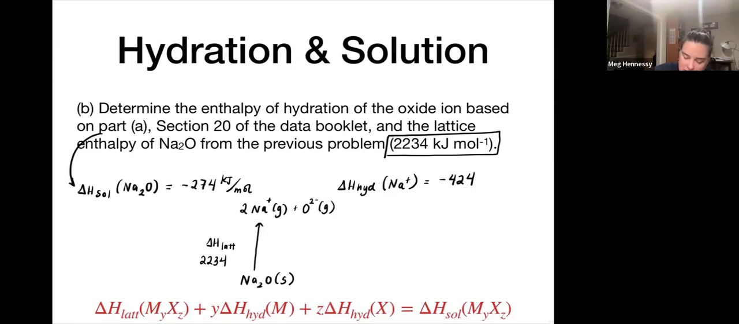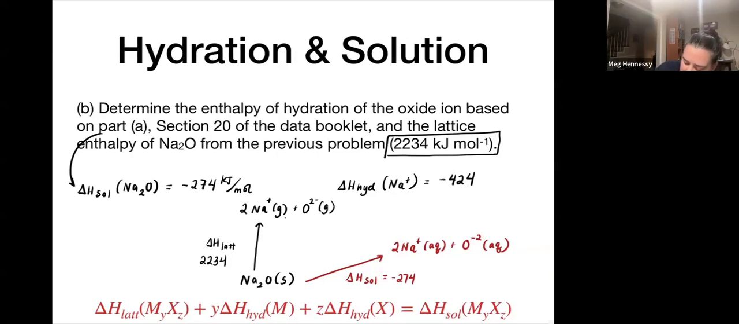But we've learned a new trick. We could also take Na2O, the solid, and dissolve it in water to make two Na pluses, aqueous, and O minus 2, aqueous. All right, that seems reasonable. This is the delta H of solution that we just calculated in part A. We got minus 274.